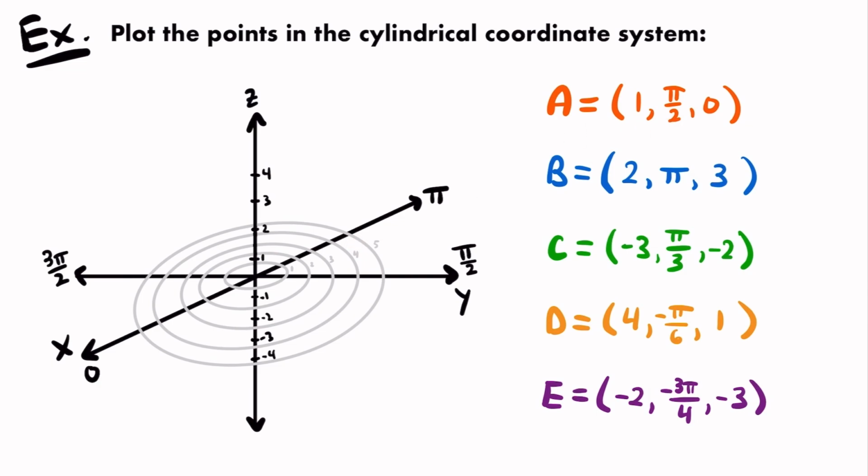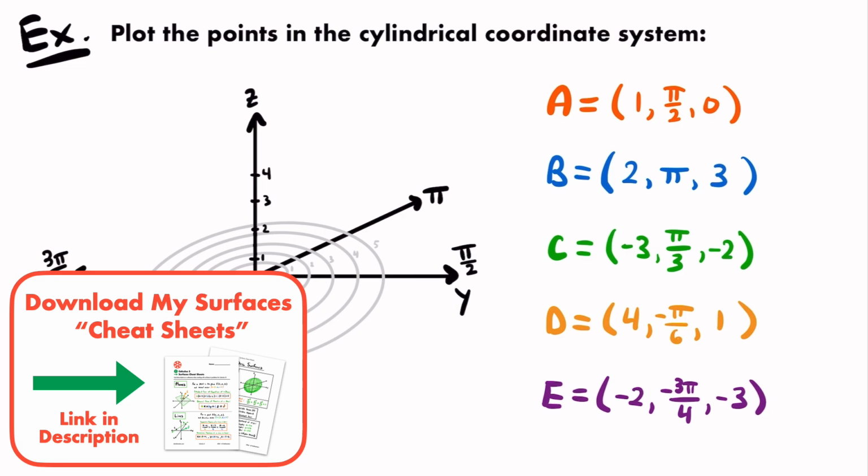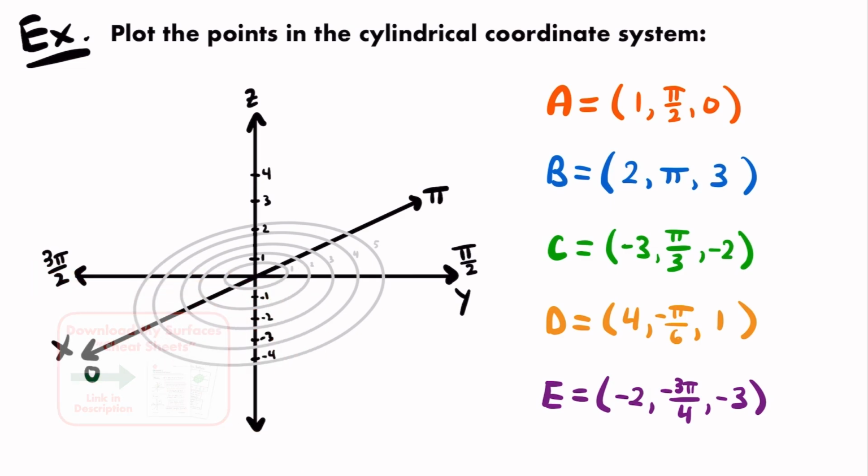Now in this case for point A, the z-coordinate is 0, so that means we're not going to go up or down along the z-axis. We are going to stay in the xy plane. We're not going to go above or below it. So this is a pretty simple point to plot. It's basically just a polar coordinate.